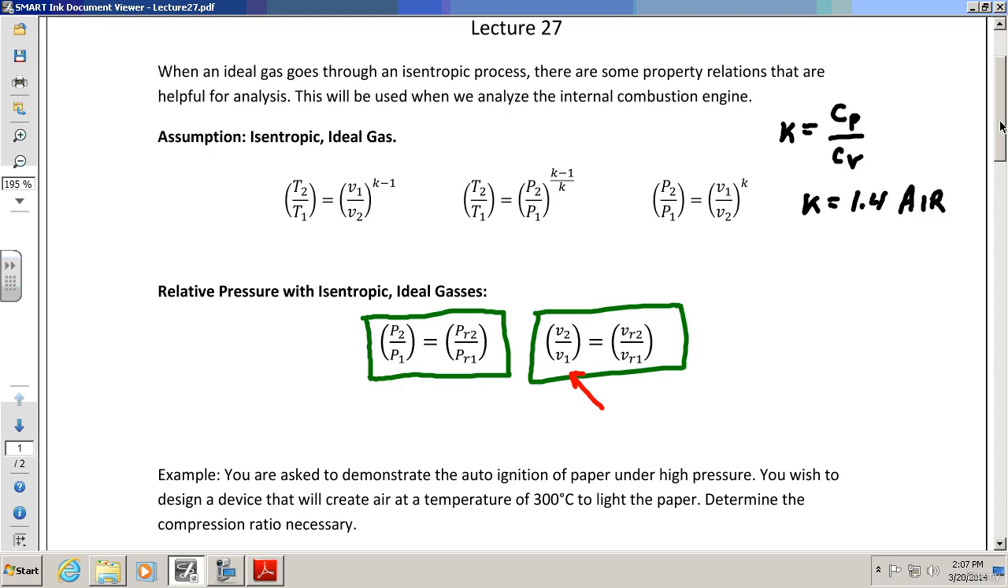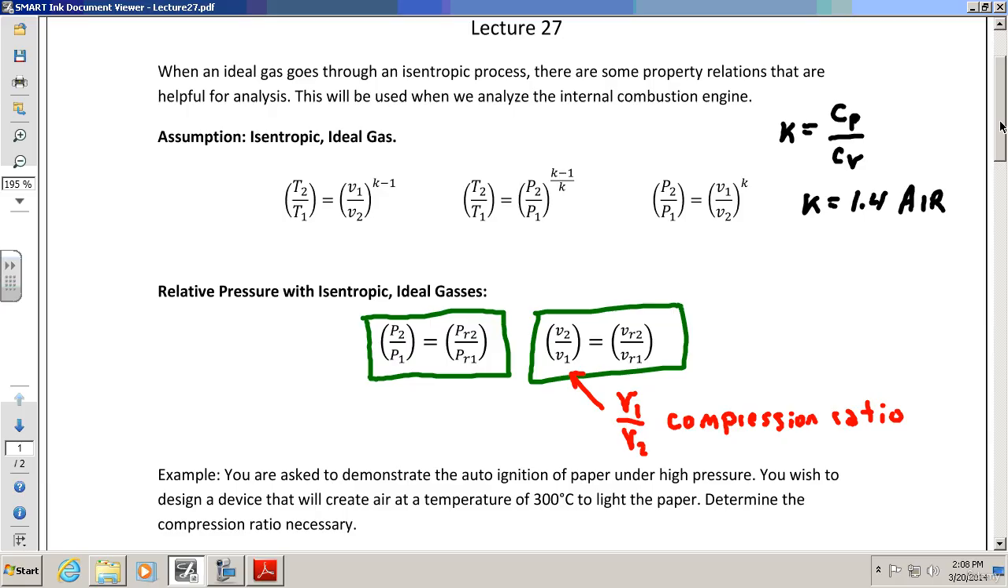By the way, this one here, V2 over V1, or V1 over V2, most likely it'd probably be more like V1 over V2. It depends on how you define V1 or V2. It is what we would typically call the compression ratio. Any of you who are gearheads, who get into engines, you know that compression ratio is an important parameter, an important property of an engine.